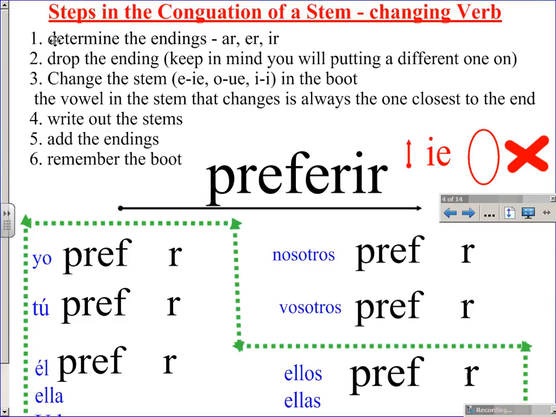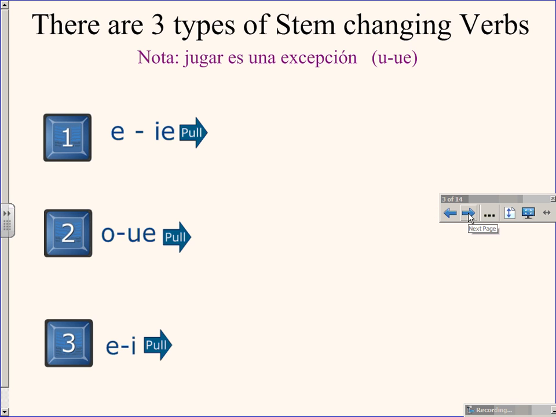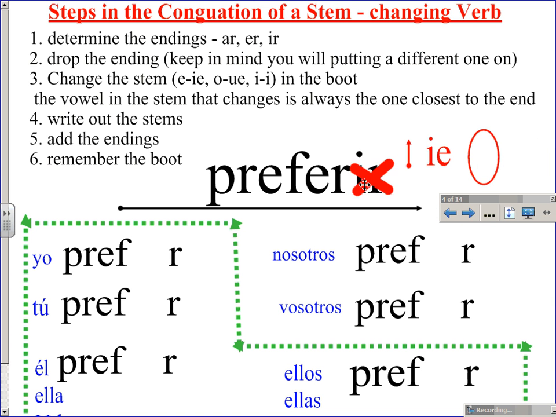First of all, you need to identify your ending. Is it AR, ER, IR? So look at my verb here, and I notice I have an IR verb. Okay, I've noticed that, so now I know that I'm going to be using IR endings. These endings here are going to be incorporated into my verb conjugation. Secondly, I'm just going to take and cross that off. I've made a mental note. I'm using IR endings. Okay?